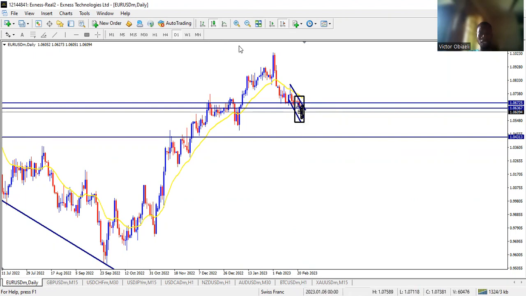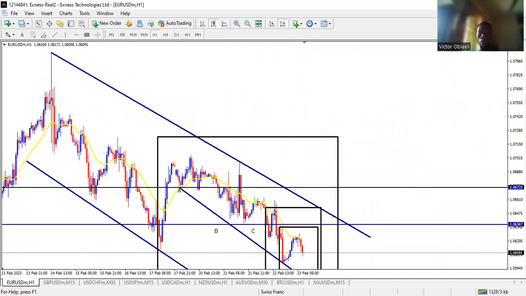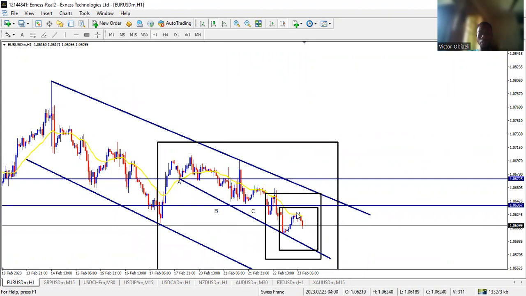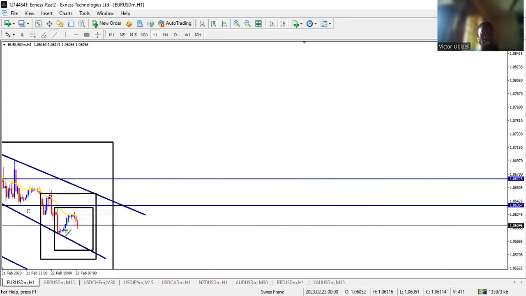I don't want to clear this line. From the 1 hour, we have price approaching a key level area. What is it? The trend line and this particular moving average. Are you seeing it? Now, we are coming down to 15 minutes. In the 15 minutes, this particular trend here is the 1 hour trend that serves as a what?